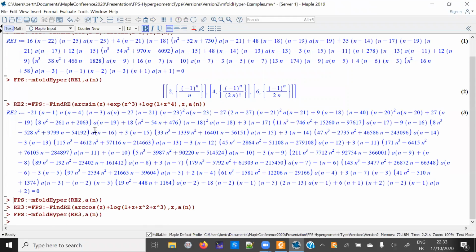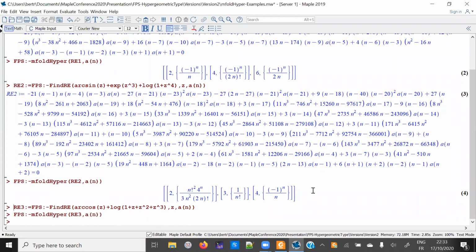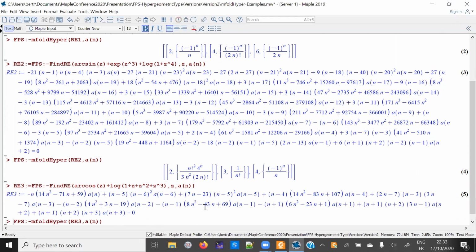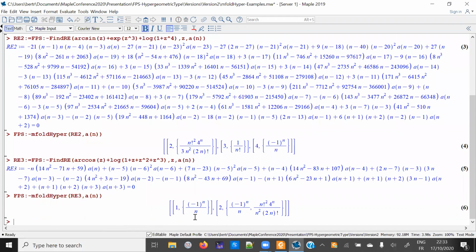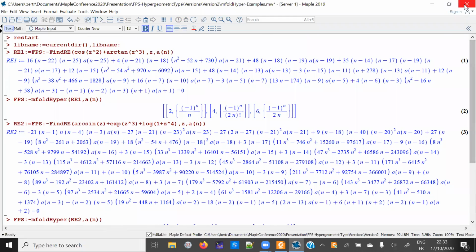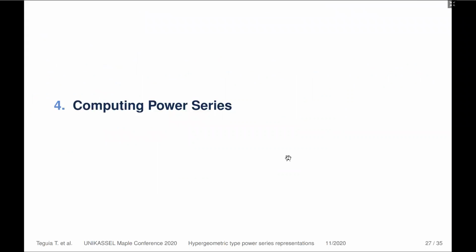Here is a recurrence equation for this expression. And computing the m-fold hypergeometric term solution, we have 2, 3, and 4-fold. Another example here, and if you compute the solution, we have 1-fold and 2-fold hypergeometric term solutions. These are some computations. Now, let's talk about the computation of power series.